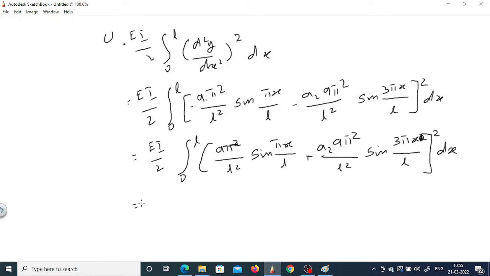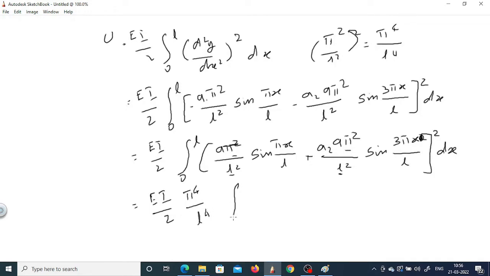Now I can move to the next step, which is what happens with the whole square. First I write EI by 2. The constant term in both the first term and the second term is common: pi square by L square. So I can square both terms. Pi square by L square whole square can be written as pi power 4 divided by L power 4. Squaring means 2 into 2 is equal to 4, here also, so pi power 4 divided by L power 4.